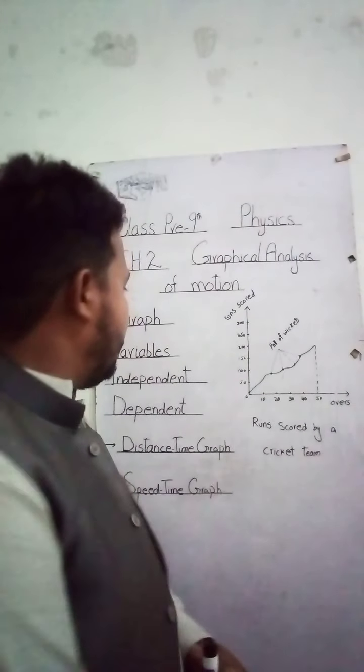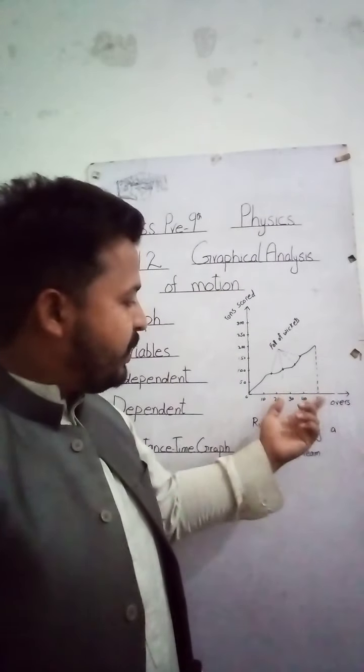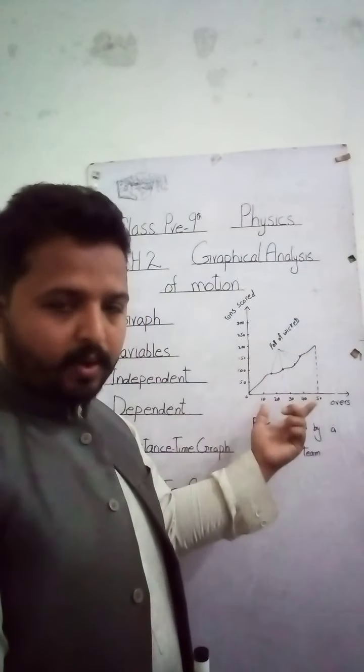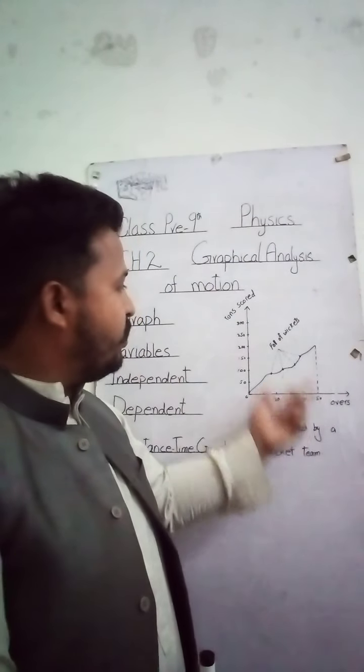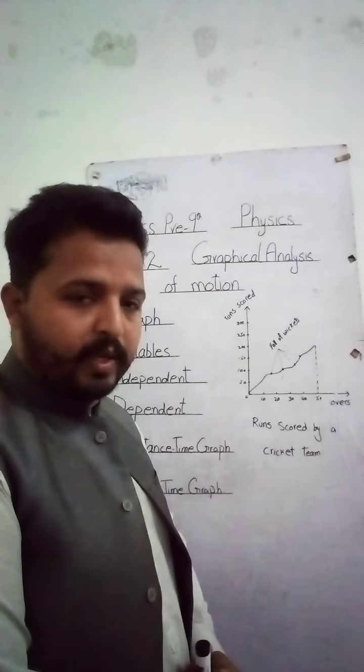The second thing, variables. The quantities between which this graph has been drawn, these quantities are called variables. For example, overs and runs, these are variable quantities.